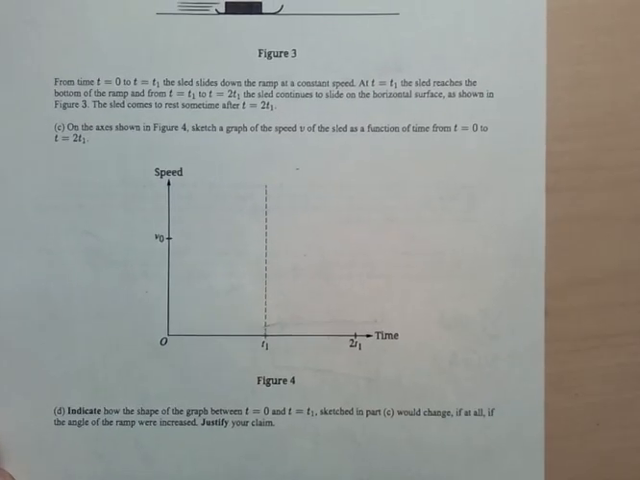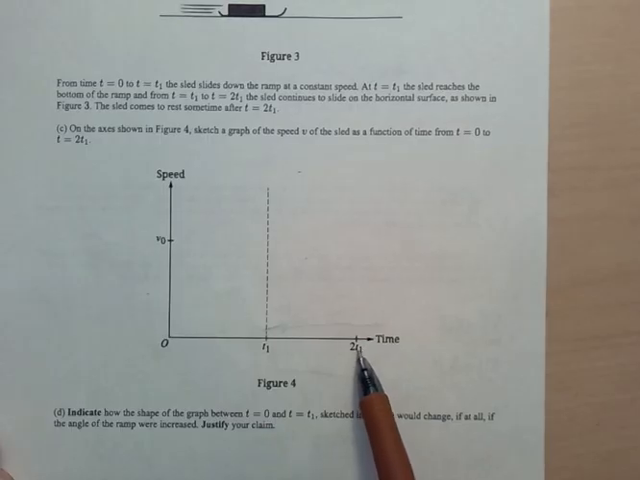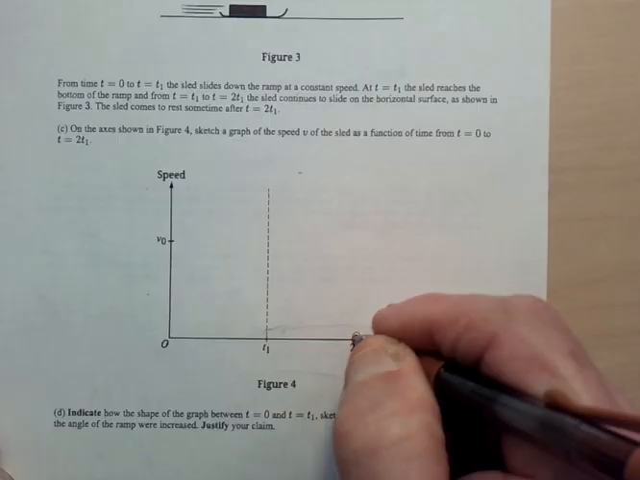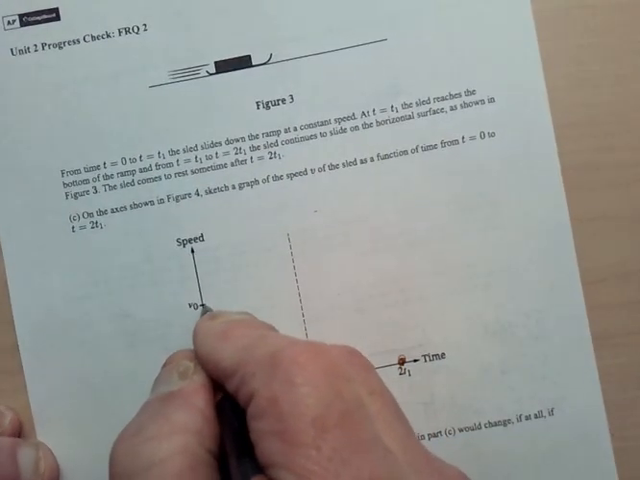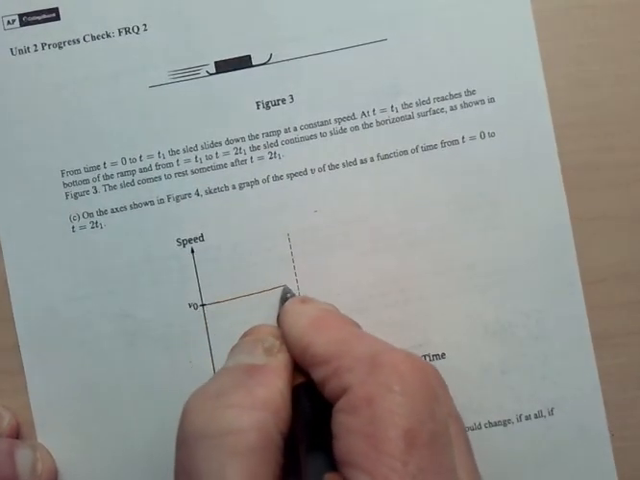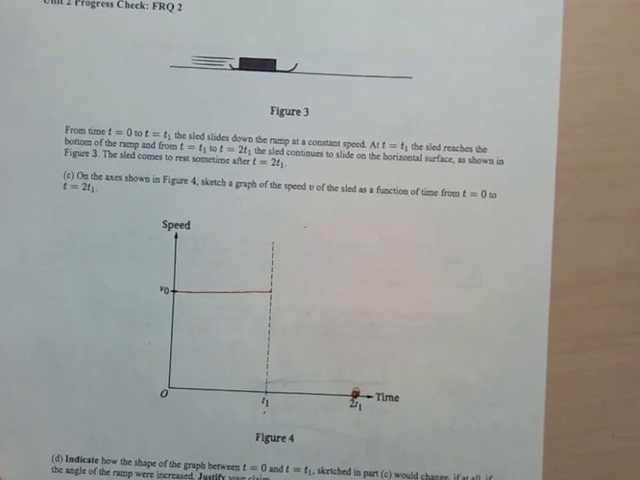Okay, so let's see here. On the axis shown in the figure before, sketch a graph of the speed of the sled as a function of time from t equals 0 to t equals twice t1, which is when it comes to a stop. So first of all, I know it's going to be going 0 when it gets here. And I know that it reached the bottom of the ramp at t1, and I know something really important about the velocity. The velocity, it was clearly stated, is constant on the ramp because gravity's pulling down and friction's pulling back, and so it's just going down the ramp at some speed.